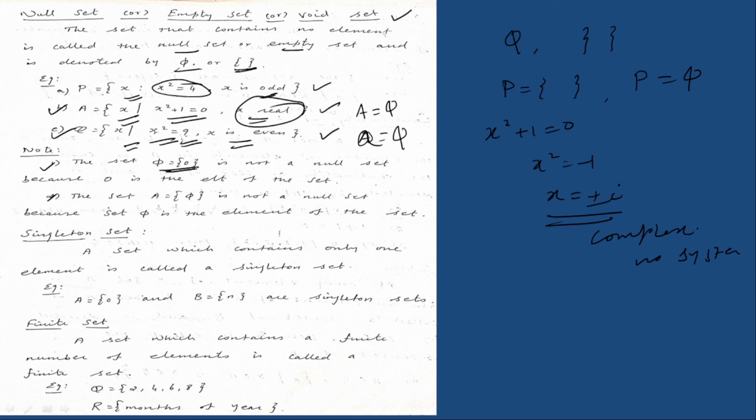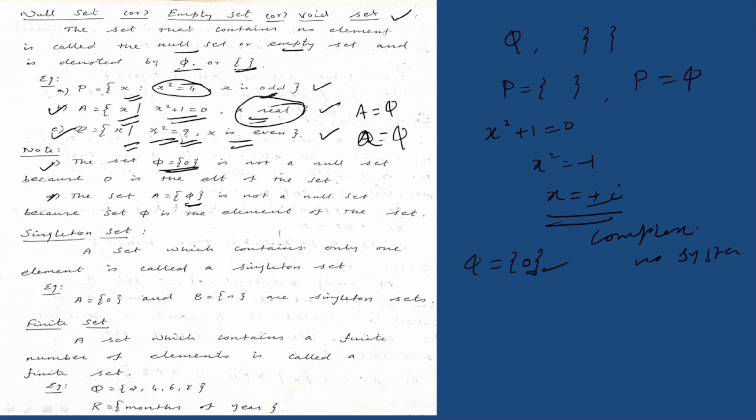The very first thing you should note here: phi is equal to {0}, which means this is not a null set, because even though 0 doesn't have any value, 0 is one of the elements in this set. So here we can't say phi is a null set in this case. Okay. The second one, A is equal to the set consisting of phi.